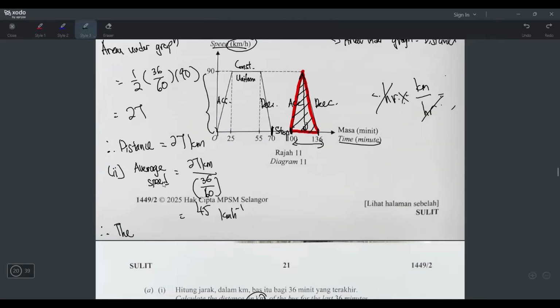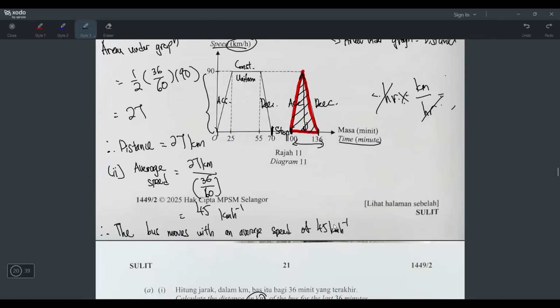So I'll just write here: the bus moves with an average speed of 45 kilometer per hour. Okay, the speed keeps on changing, right? So that's why we find out the average speed.